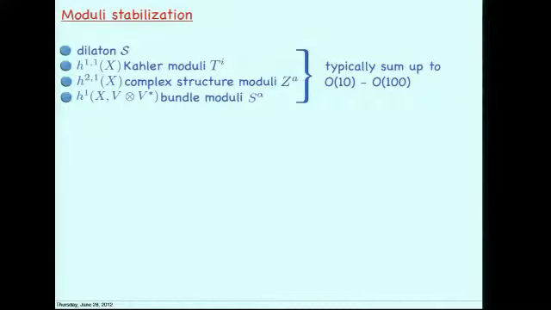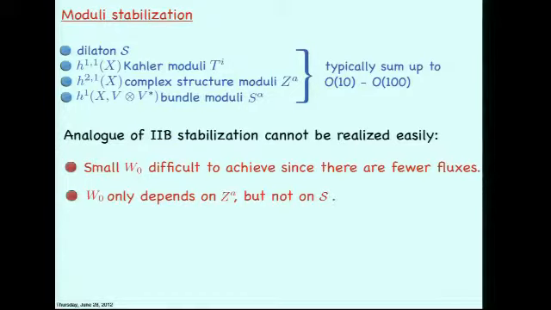Okay, so a few remarks on moduli stabilization. We have the usual, typically large set of moduli: the dilaton, Kähler moduli, complex structure moduli, and these bundle moduli. And you might first think maybe you want to go along the type II route of stabilizing these moduli, so to have some Neveu-Schwarz three-form flux added into the picture. That is difficult for two reasons. First of all, it's difficult to get W0 small, simply because there are fewer fluxes here. There are Neveu-Schwarz fluxes, but no Ramond-Ramond fluxes, so something like the analog of KKLT would be difficult to achieve because you can't make that small.